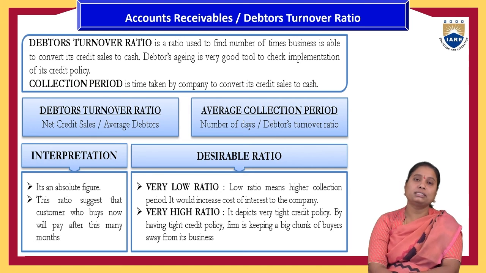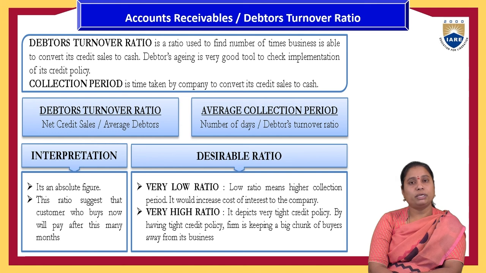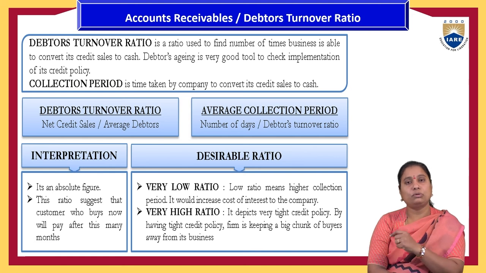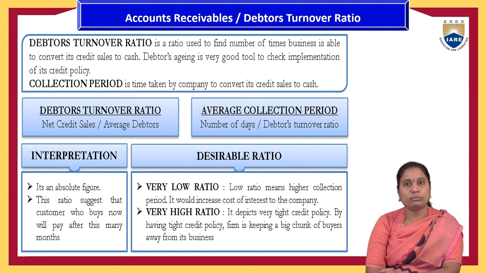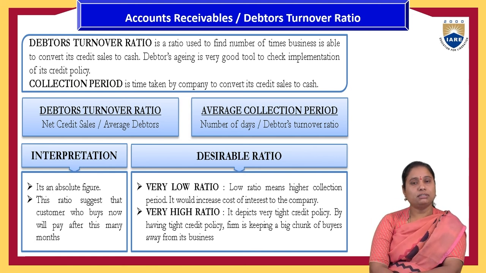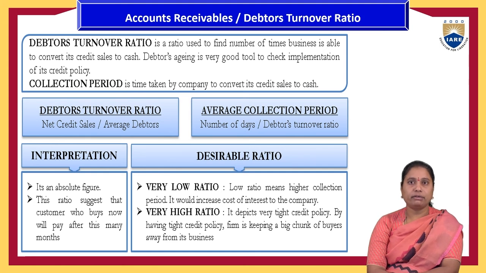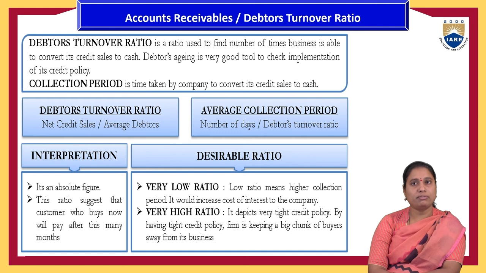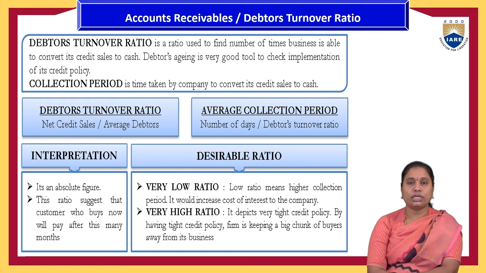The possibility of non-performing assets of the organization is higher here, and that's why it is better to calculate these accounts receivable and maintain a high debtors turnover ratio in the organization. Here its formula is net credit sales divided by average debtors, whereas the average collection period is the number of days divided by the debtors turnover ratio, that is, 365 days divided by the debtors turnover ratio.